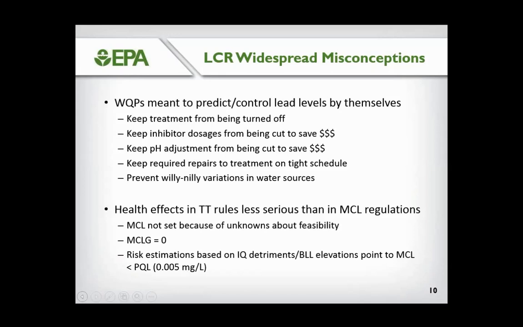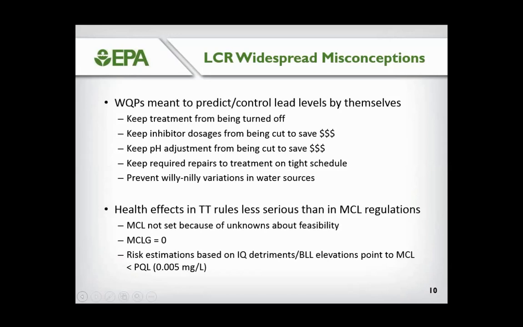I think people have tended to misinterpret things. One of them is the idea that the water quality parameters are predictive and that by themselves they can control the lead levels. The real reason why they got in there is that there were instances of systems turning the water treatment on and off, on right before the monitoring, off after the monitoring. They're there to try to make sure the corrosion control that was successful is kept in place, keeping the pH adjustment, keeping the inhibitors in there, and keeping systems from just willy-nilly changing water sources and causing problems. So there was an intention of these parameters to try to really get more consistent water quality.